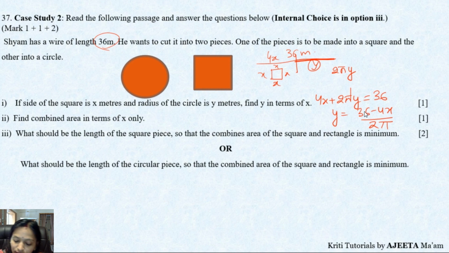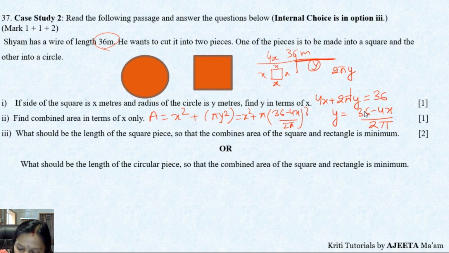Now find combined area. Now the combined area will be the area of the square, that is side square, plus the area of the circle. Correct? So this is the combined area. Now we have to find this area only in terms of x. Y ka value already we have found from the first one. So let's put it here. X square plus pi. Now what is a y? 36 minus 4x upon 2 pi the whole square. So this is your area in terms of x only. You can extend it if you want. Otherwise, you can leave it like this as well. Now we have to go for the calculation. Correct? Now let's move it.